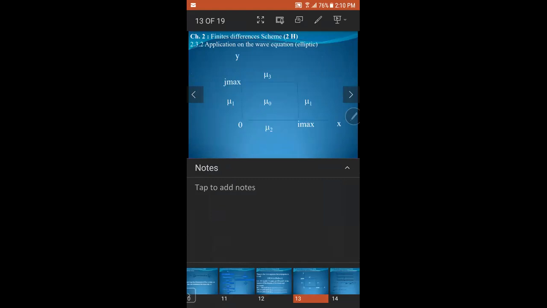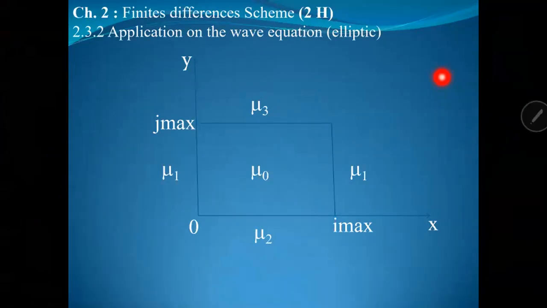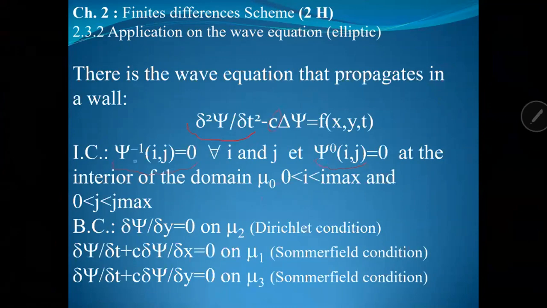Look at this picture here. Mu 0 is inside of the domain. Mu 1 is this border, mu 1. Mu 2 is the down border, and mu 3 is the upper border. Okay? Then, initial conditions at mu 0.